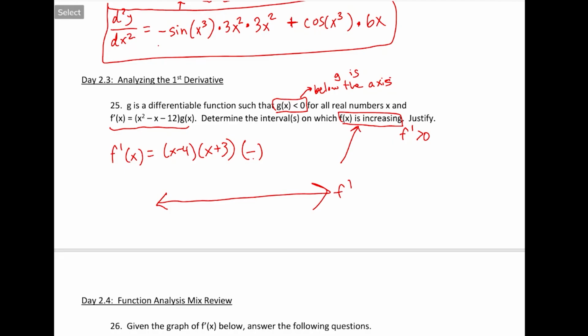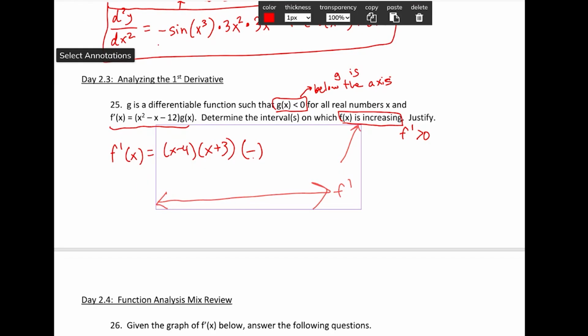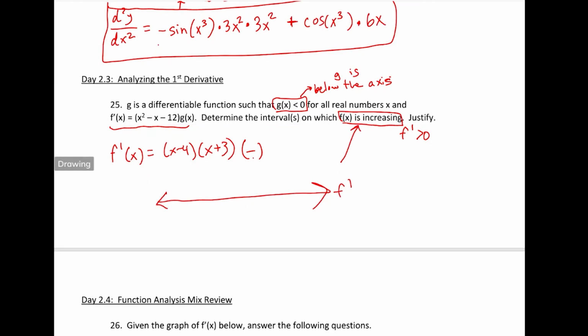Now to do that, we're going to first find our critical values to know when f prime changes sign. Those critical values are going to be places where the first derivative is 0. So we can see that one of them is at 4 and one of them is at negative 3. So on our number line, we're going to put negative 3 and 4, and now we can start testing values to see whether f prime is positive or negative in those intervals.